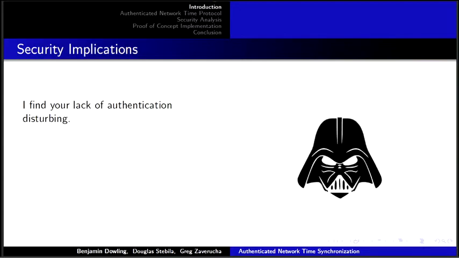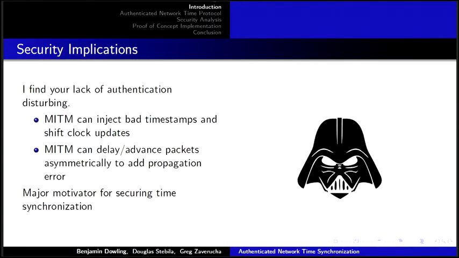So it's pretty obvious that the lack of authentication in timestamps is an objectively bad thing, as it allows the adversary to inject their own bad timestamps and force inaccurate time synchronization. And we note that a man in the middle can also attempt to delay and advance packets in order to add and remove propagation error.